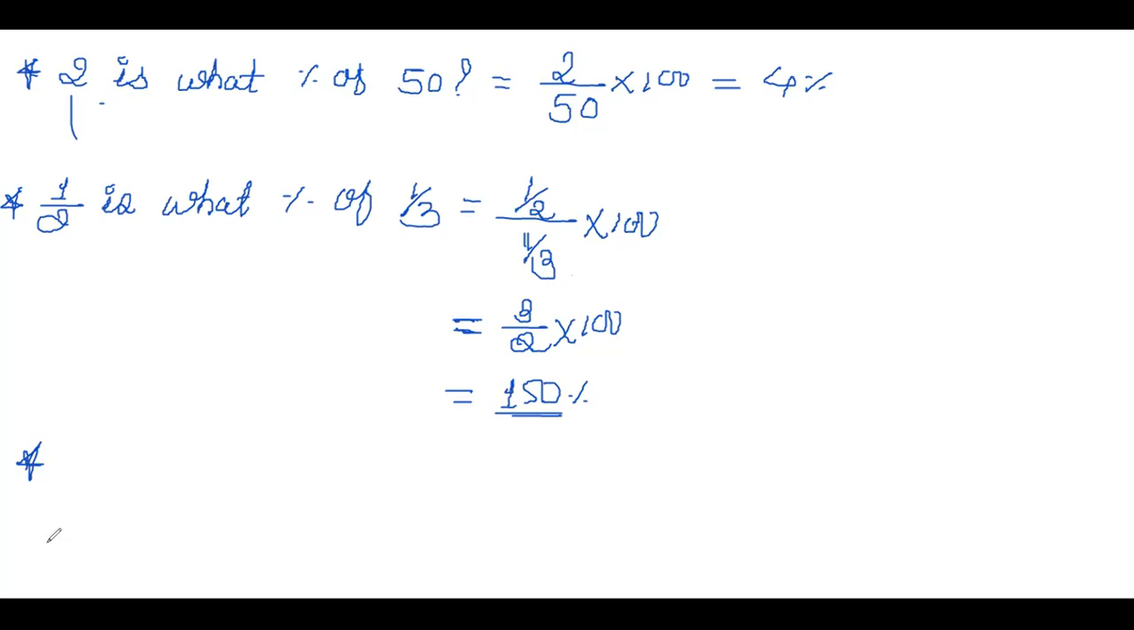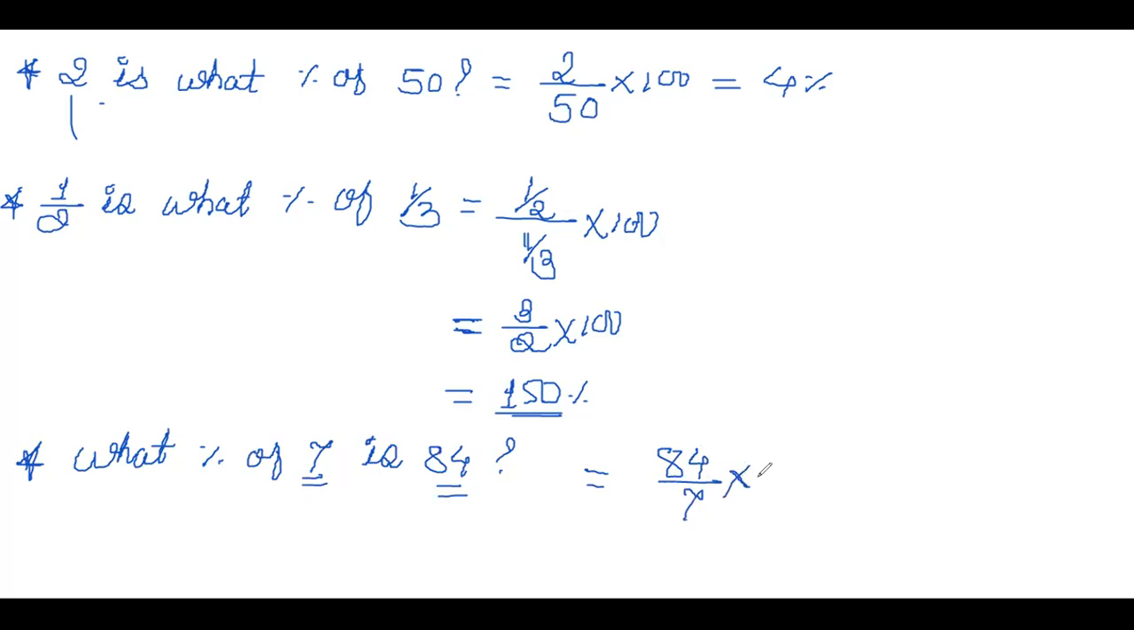Next one. What percent of 7 is 84? Somewhat different. What percent of 7 is 84? Now 84 is out of 7. So 84 divided by 7 into 100. Tell me the calculation, what do you get here? 84 divided by 7 into 100 is 1200. Yes, it is 1200%.